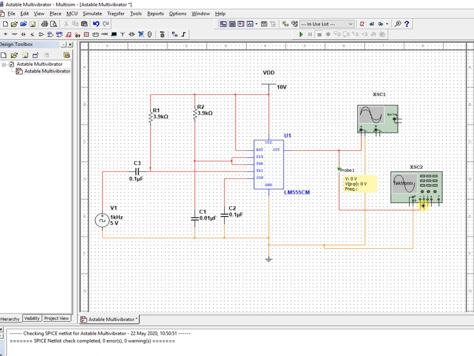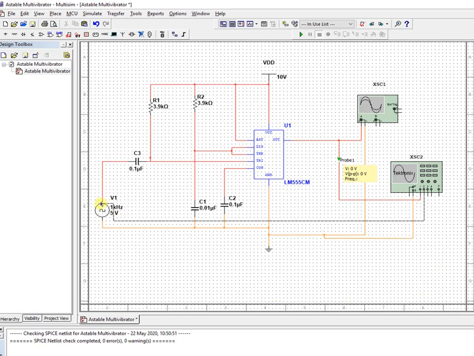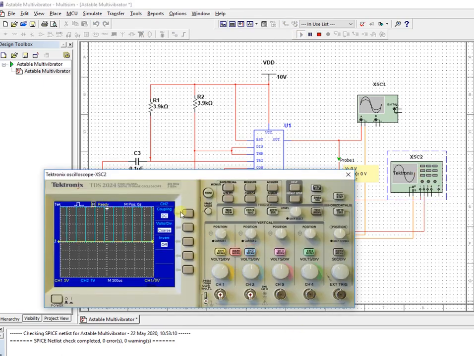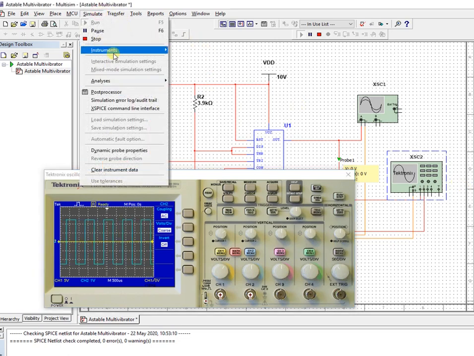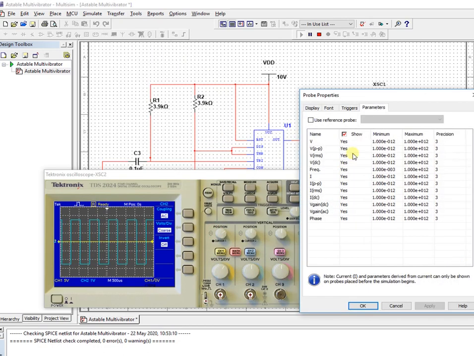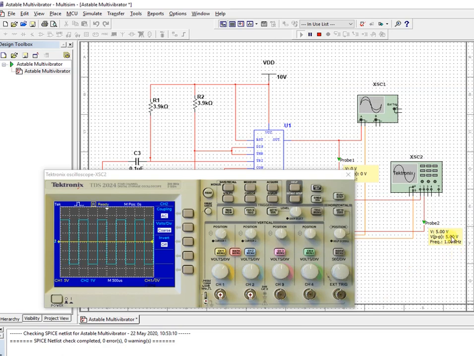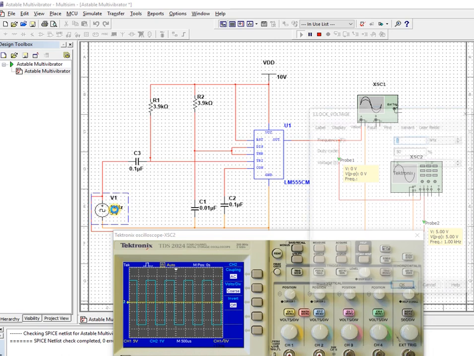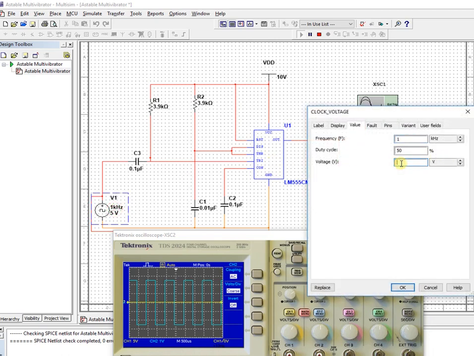So I have connected a probe here in order to measure the output, and I am also connecting the probe to measure the input. So as you can see, I have given the channel 1 of the Tektronix oscilloscope to the output, that is pin number 3, and I have connected the second channel to the input. So this waveform, the blue waveform that you see, corresponds to the input signal.